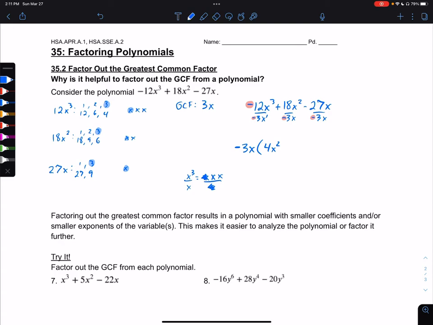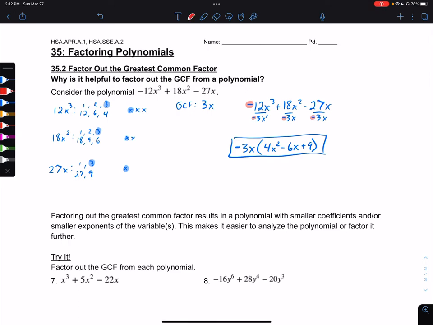And then 18 divided by negative 3 would be negative 6. So if we have x squared over x, we would cancel one out from the top and the bottom, so we'd get negative 6x. And then negative 27 divided by negative 3 would be a positive 9. X over x, they both cancel out. So that's what we would be left with. So now that we've factored out that negative 3x, this would be our factored form.